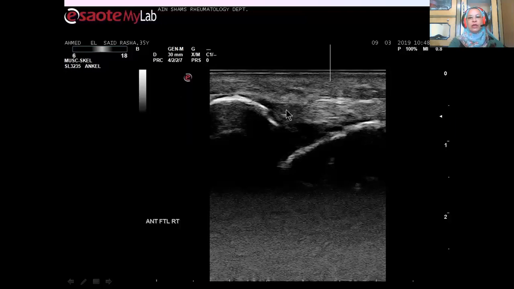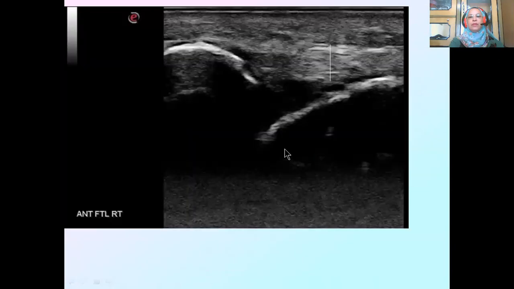This is the anterior tibiofibular ligament. Still, part of it is hypoechoic, together with a better appearance of irregularity at the distal part of the lateral malleolus. Measurement at this part reveals increased thickness, about 2.4 millimeters, indicating mild thickening of the anterior tibiofibular ligament and hypoechogenicity in it, but no loss of integrity.